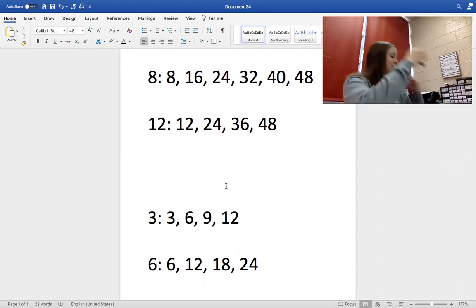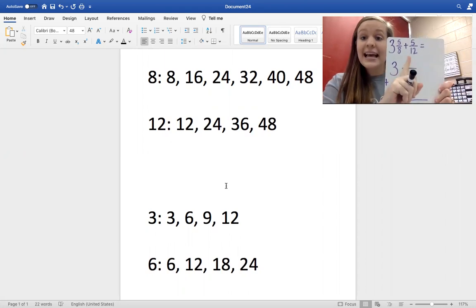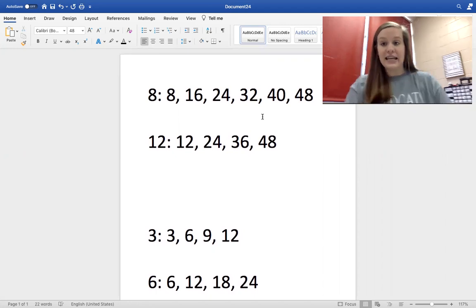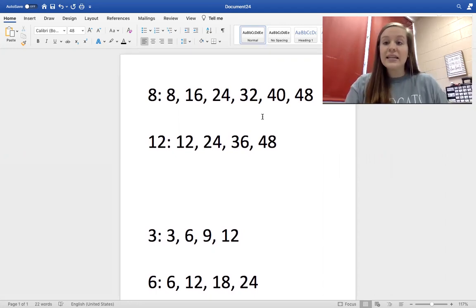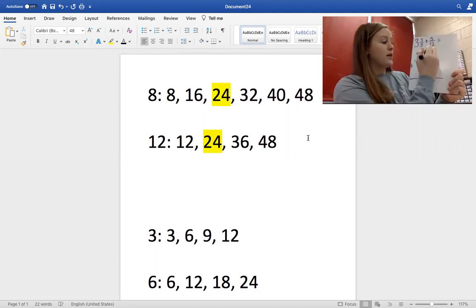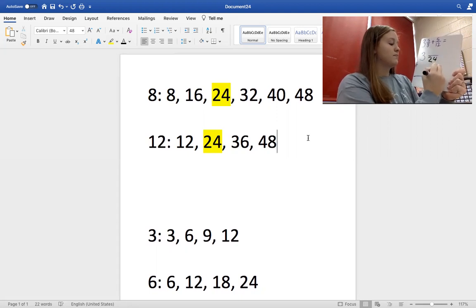All right, sorry about that, guys. So I am first going to find a common denominator between 8 and 12. So on the board, I already have all of my multiples of 8 and 12 listed. So I'm going to give you just a second to look and see what is the least common denominator between 8 and 12. That's right, guys. 24 is the least common denominator with 8 and 12. So our new denominator for our new fractions is going to be 24.